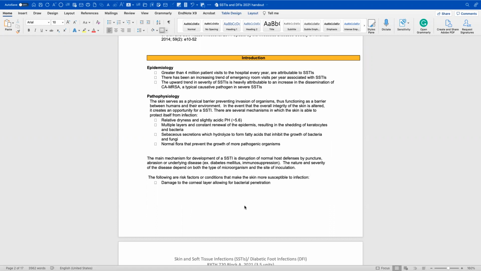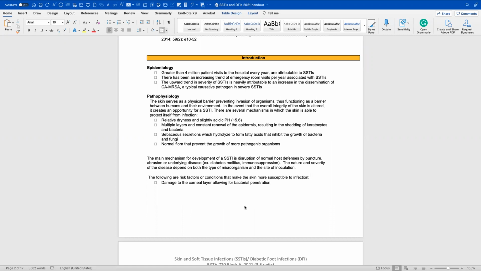So there are several mechanisms in which the skin is able to protect itself from infection. So relative dryness or being slightly acidic. The skin has a normal pH of about 5.6. It has multiple layers, and it constantly renews that top layer of the skin, which results in the shedding of keratinocytes and different bacteria. It also has sebaceous secretions, which then hydrolyze to form fatty acids that prevent the growth of bacteria or fungi.